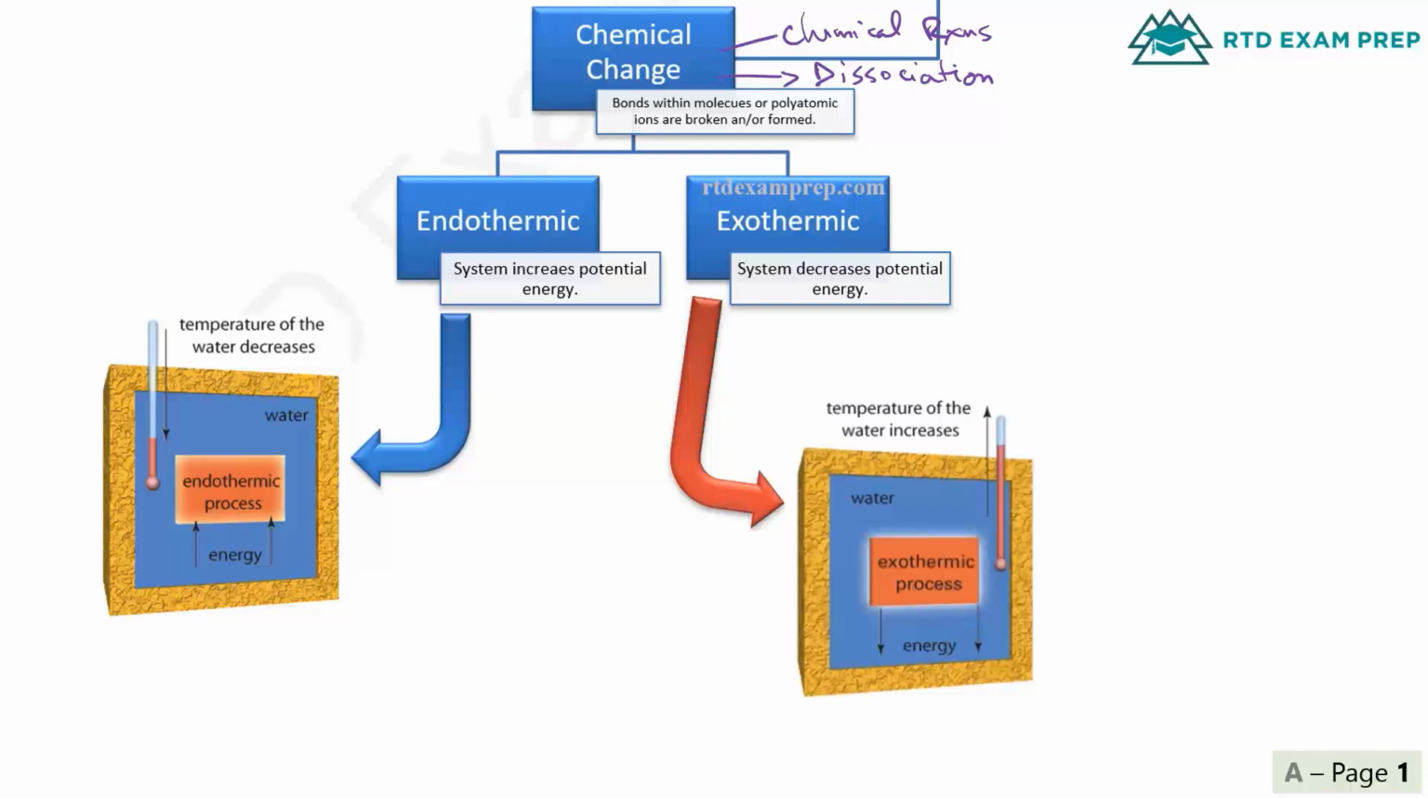Now, for a change in potential energy, we can either have an endothermic process or an exothermic process. The endothermic process refers to a scenario where the delta H for that particular chemical reaction is positive. And for an exothermic process, the delta H would be negative. For an endothermic chemical reaction, it is because there's a gain in potential energy. And that's why the delta H is positive. And for an exothermic reaction, there's a release of potential energy. And that's why the delta H is negative.